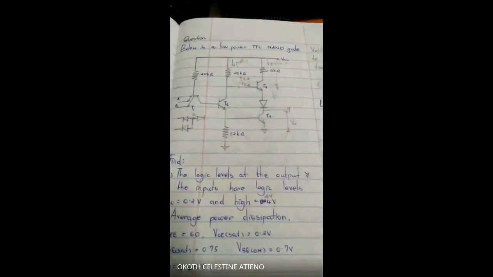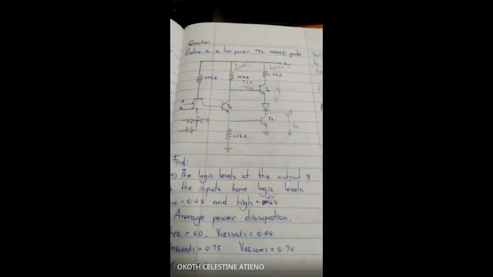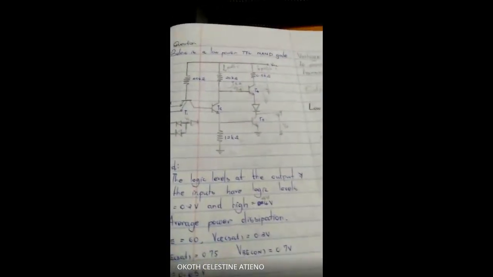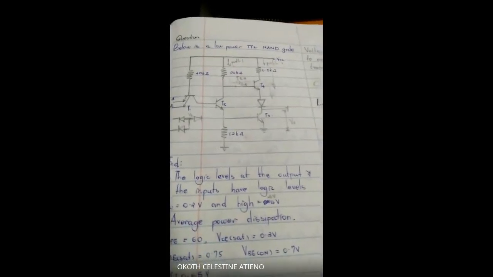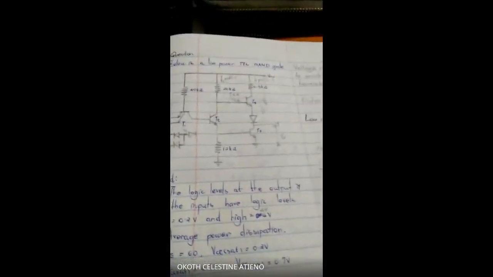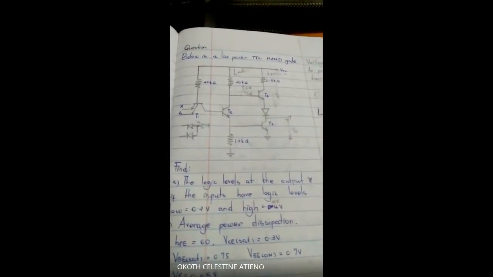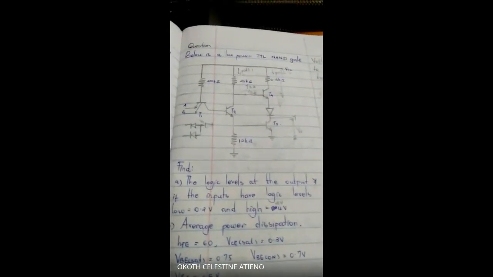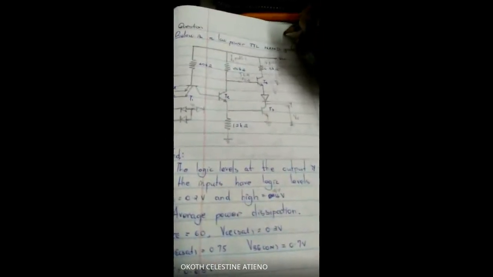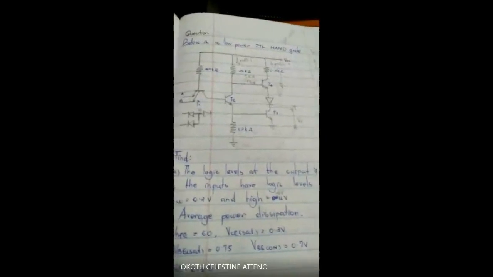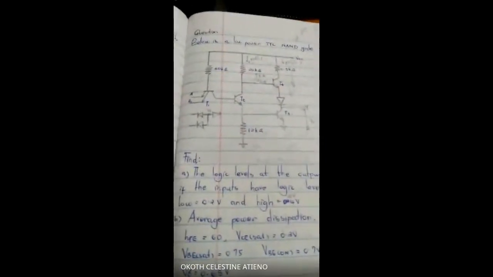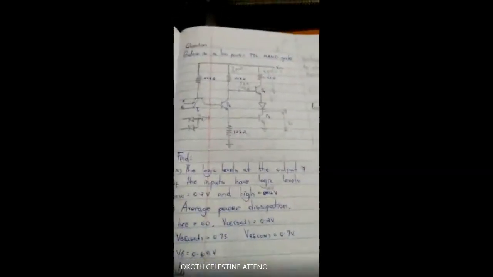So below is a low power TTL NAND gate. It looks like that. The first thing you need to remember is which logic family you are dealing with. Here we are dealing with a standard TTL, and a transistor is either in saturation or cut off. If we say a transistor is conducting, it means it's in saturation. Otherwise, if it's not conducting, it is cut off.